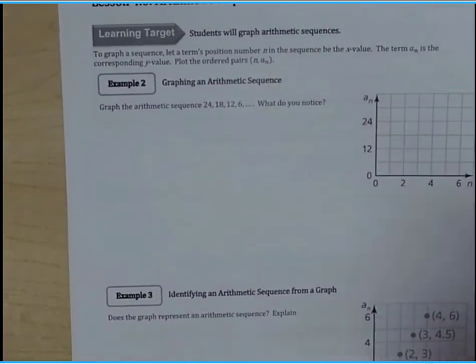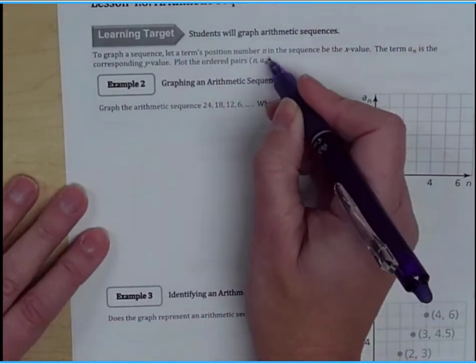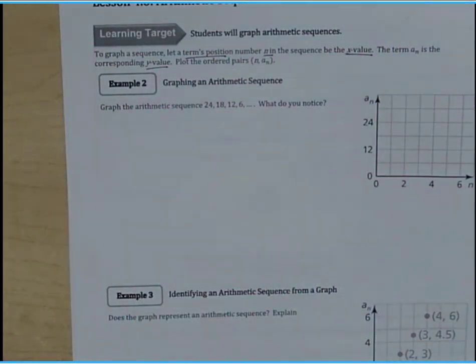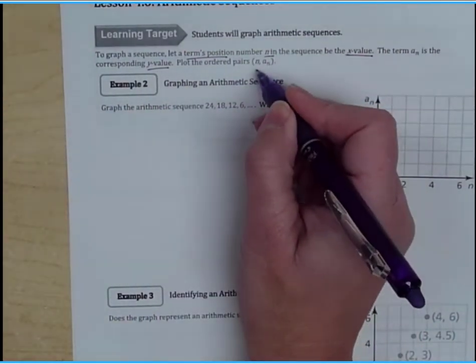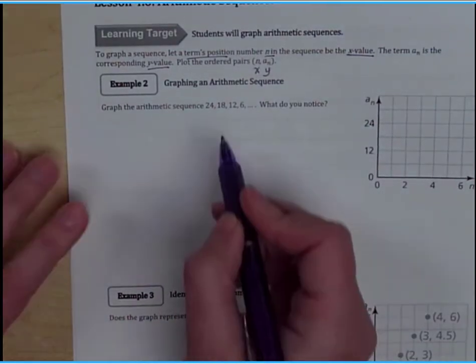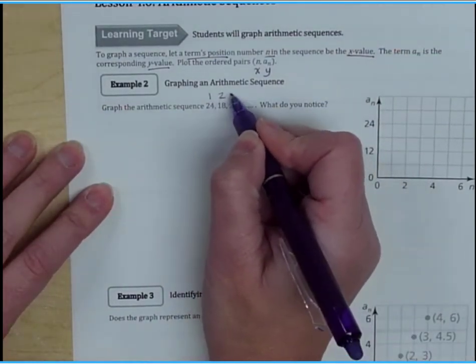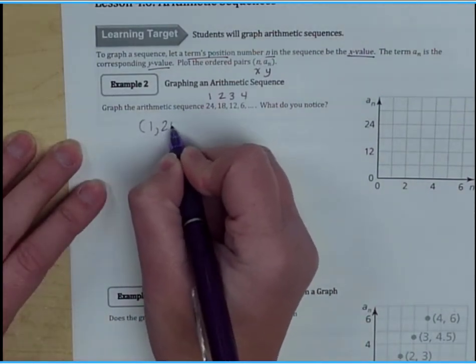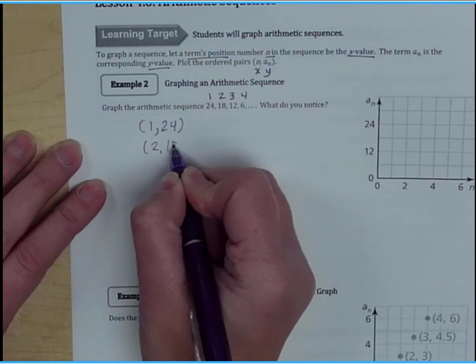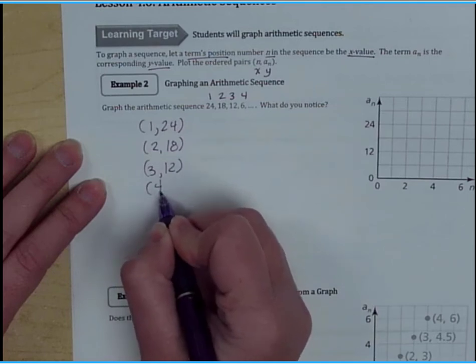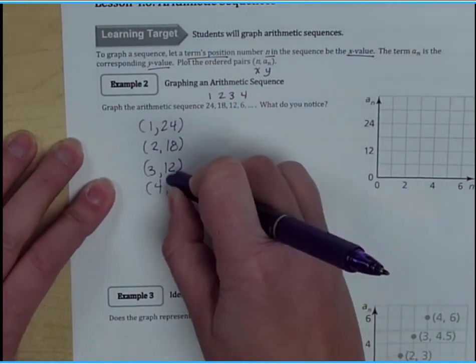Now, how could I graph this? Well, we're going to use the term as the x value and then give it a corresponding y value. So we've got n and a of n, so this is your x and your y. This is my first term, second, third, and fourth. So how would I plot that? I'd have (1, 24), (2, 18), (3, 12), and then last but not least, (4, 6).